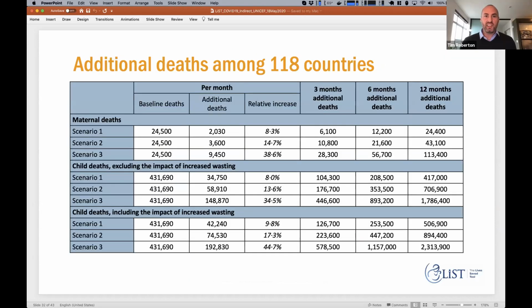Okay, you'll see here that we have the results table. Again, this is in the paper, and if you want to look at the numbers more closely, I encourage you to go to the paper.